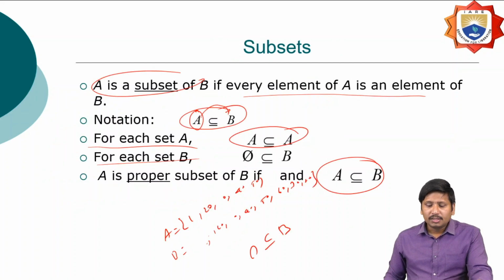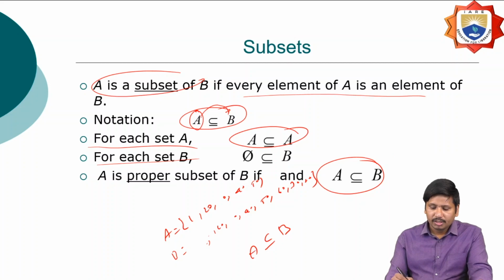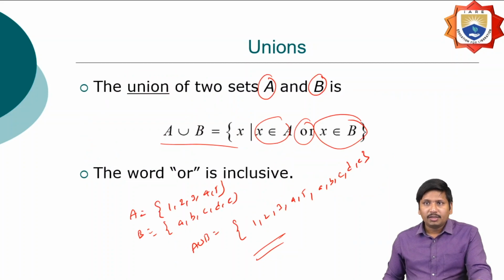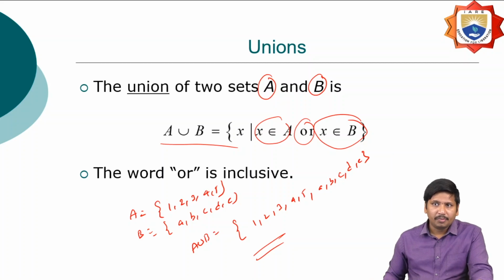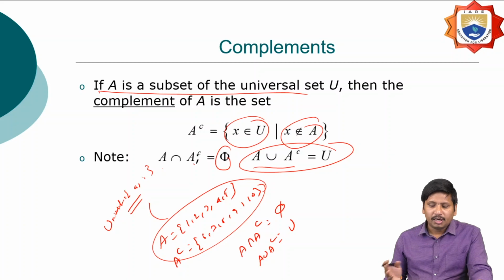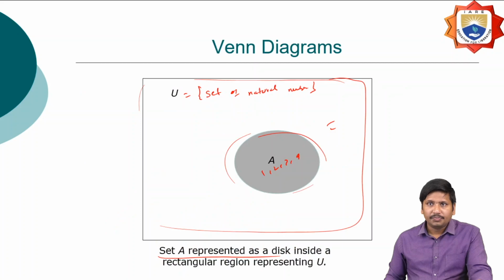And subset is denoted by this symbol. That means some part of the elements belongs to B. And then the other operations: union means all the elements that are in A or B, and intersection means the common elements that are present in both A and B. And complement is used when I consider the universal set. And we also saw how to construct these Venn diagrams by considering sets.